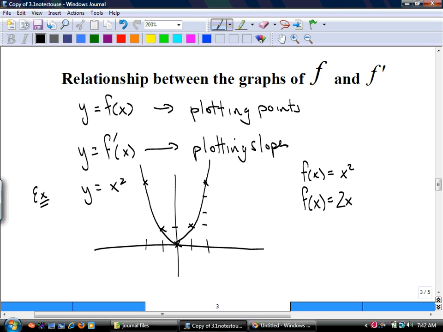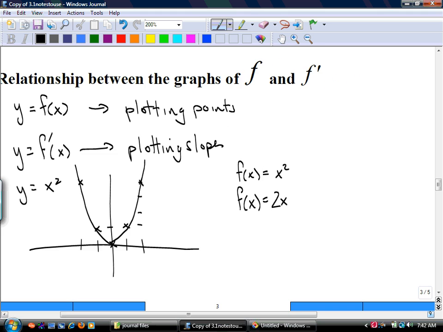If I plot the points for y equals 2x: when x is negative 2, y is negative 4. When x is negative 1, y is negative 2. When x is 0, y is 0. When x is 1, y is 2. When x is 2, y is 4.